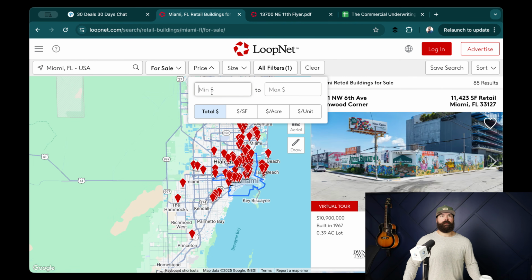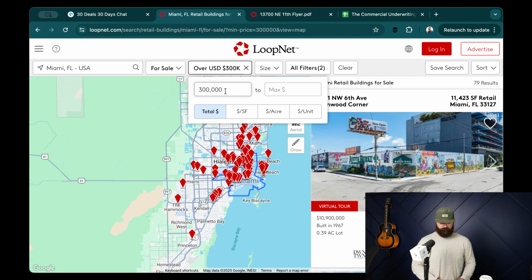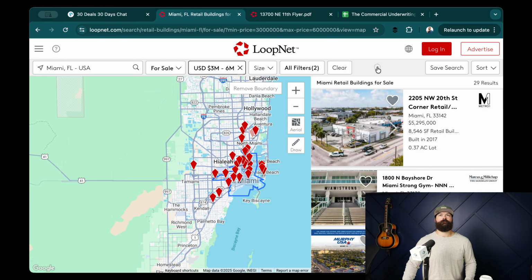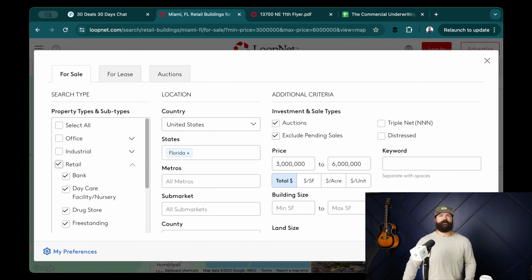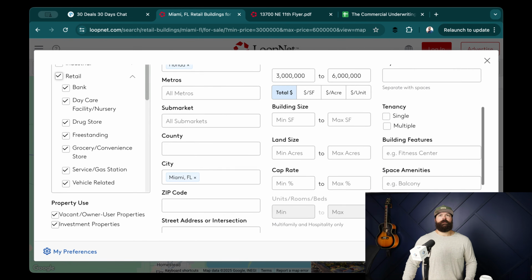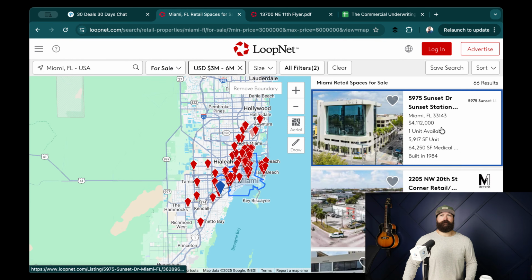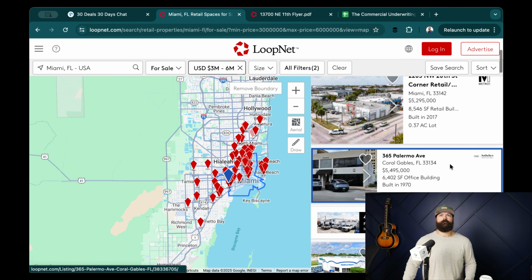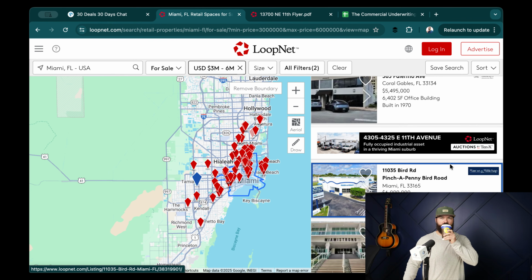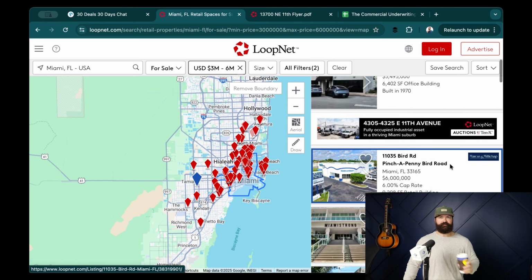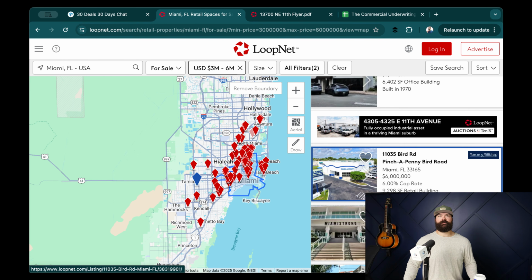We're going to look in the 3 million. Oh, not 300,000. $3 million to $6 million range. And what filters do we have? We just want to look at retail. All right. Here's a 6% cap rate, but that looks like it's a single tenant building.